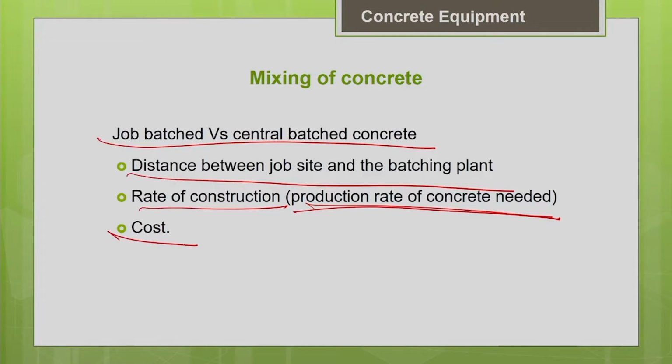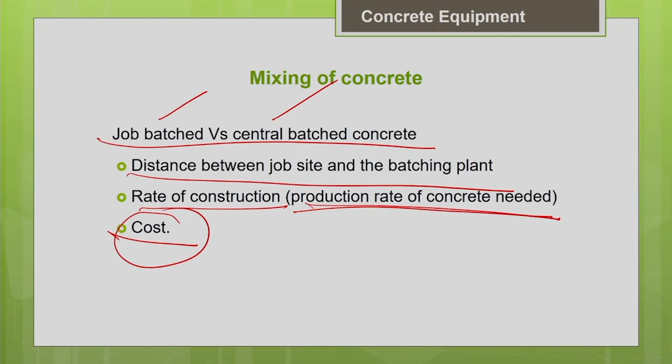Then on cost basis, obviously, when compared to job batch, the central batch concrete is going to be costlier. It is manufactured in the factory under strict quality control, so the quality of concrete is also good when you get it from the central batching plant, and at the same time it is going to be costlier when compared to the job batch concrete. So the economy, your project budget, will also decide whether to go for job batched or central batched. Based on all these factors, we have to make a decision whether to go for job batched or central batched concrete.